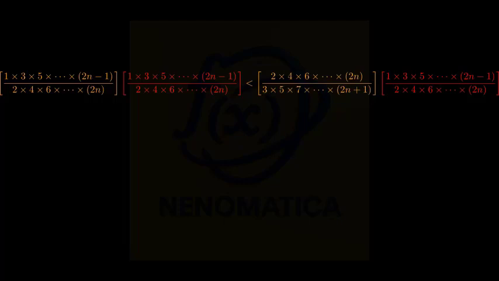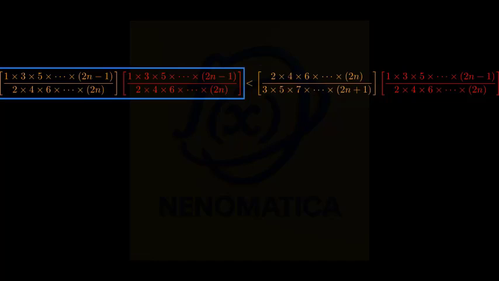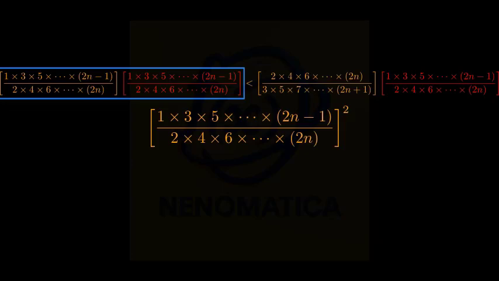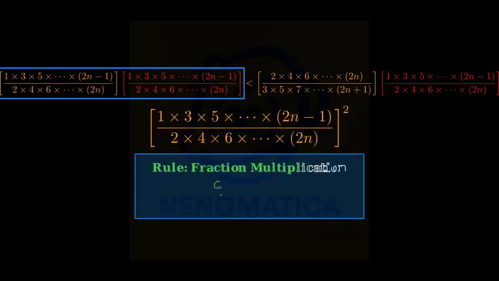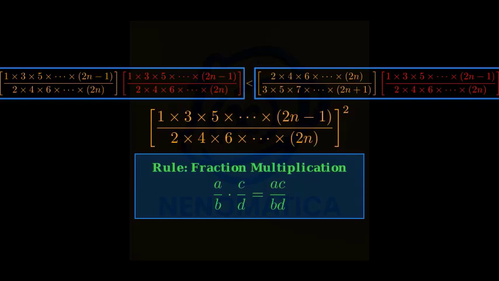Let's start by observing the left side of the inequality. We have the product of two fractions, both having the same form. We can simplify this product as the square of this fraction. Let's focus on the right side of our original inequality. We can apply the rule of fraction multiplication. The right side shows the product of different fractions.